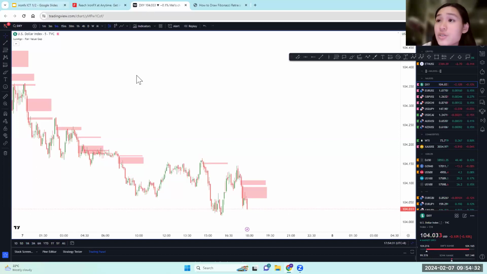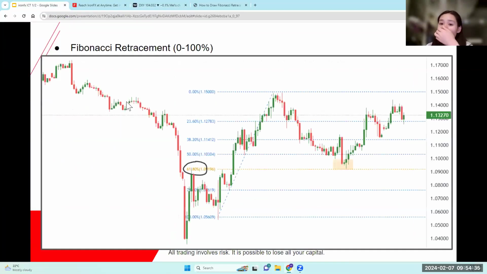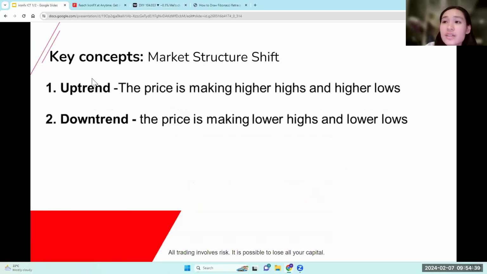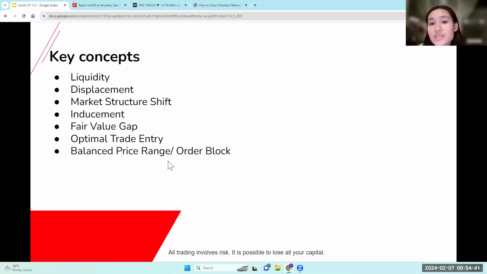Okay, so you can actually use these key concepts more like a checklist when you're using the ICT trading strategy. Firstly, you look for the liquidity, followed by the displacement, and look for any market structure shifts, inducements, and fair value gaps. Then use your Fibonacci levels to find your optimal trade entry, followed by the balanced price range, which is basically looking for a double fair value gap over here.